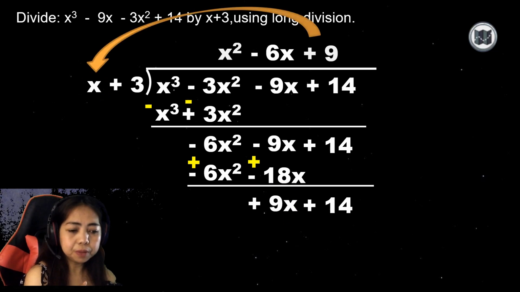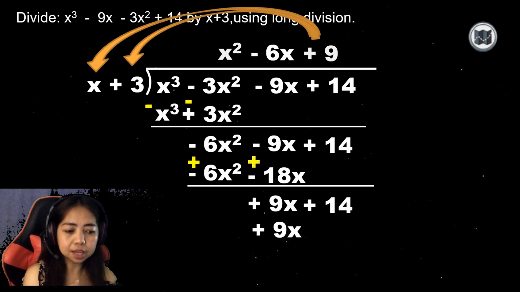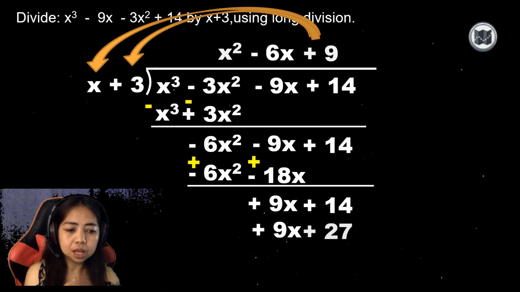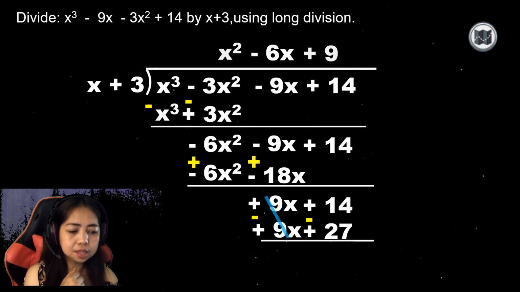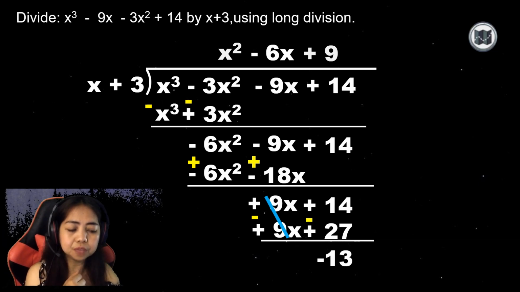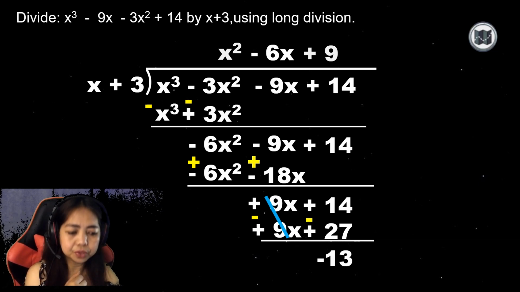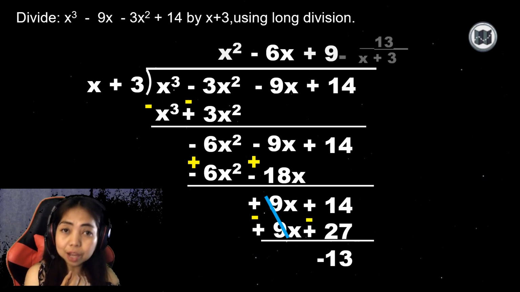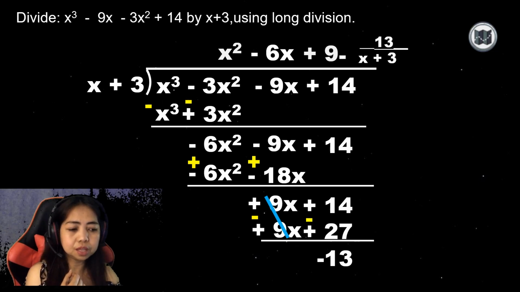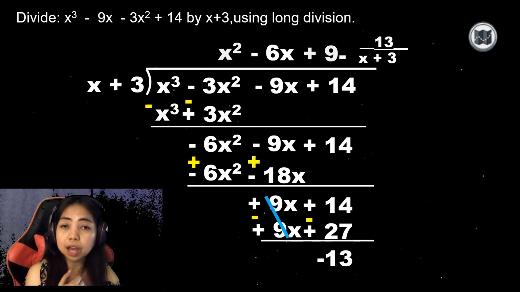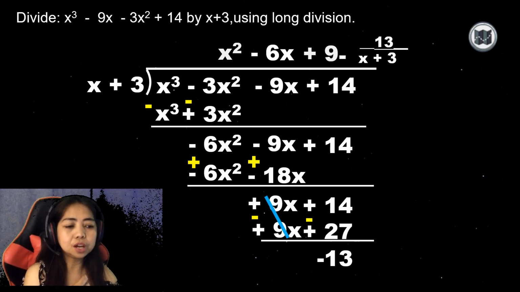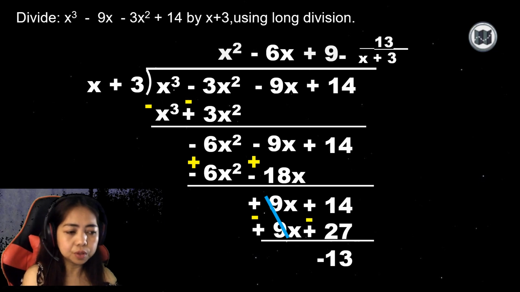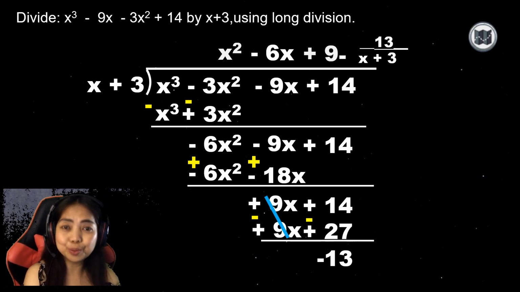And then, we will multiply. 9 times x is 9x. And then, 9 times 3 is positive 27. And then change sign. Ayan. So, cancel na. Positive 14 and negative 27 is negative 13. And then, eto na ngayon yung ating remainder. So, negative 13 over, kung ano yung ating divisor, over x plus 3. Yan. So, we are done with our review. We will go back to the main screen to play the game.